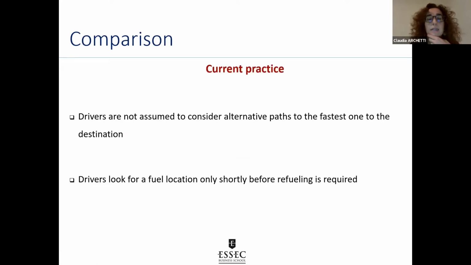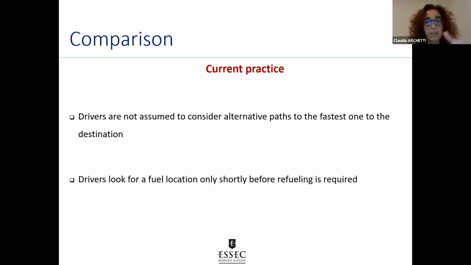And we compare our algorithm with the current practice. We had discussions with the companies, and the companies had discussions also with their clients to understand what carriers typically do when planning their path. And so, according to these discussions, we devised this policy. We tried to mix what carriers do in practice.